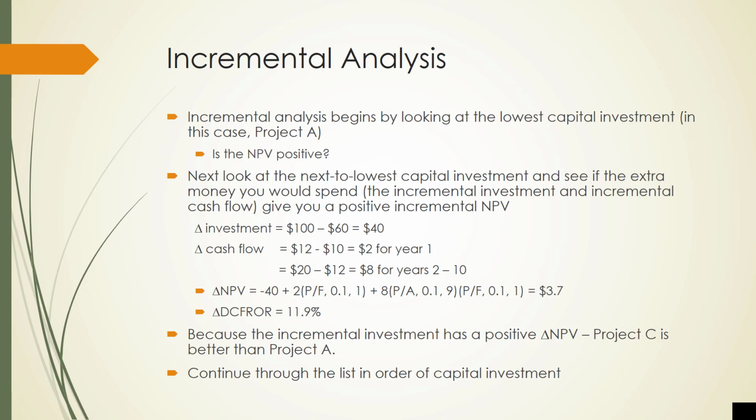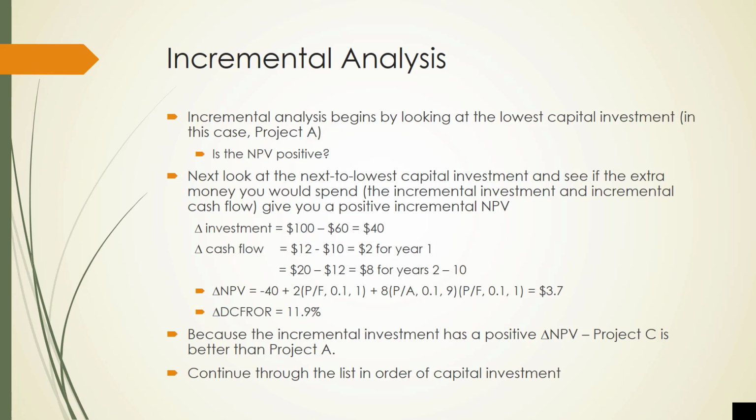Was spending that extra $40 million worth it? So let's look at the incremental investment, that $40 million, and the incremental cash flows, and do the net present value on this incremental spending. In this case, I get $3.7 million as my incremental net present value earned on that extra $40 million. That's positive, so I'm still happy with this. Spending this extra money looks good.